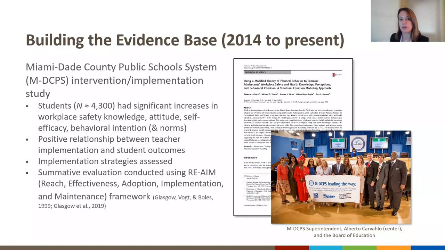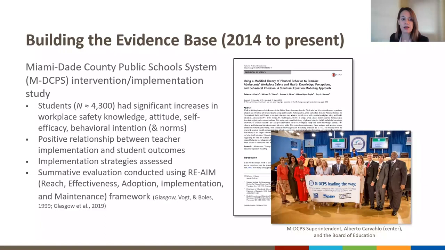We also assessed various implementation strategies, including whether a direct training by the NIOSH research team or a train-the-trainer model was more effective. Our findings suggest that they were equally effective, which has important implications for the long-term sustainability of the program. Finally, we're picking back up after a hiatus due to the COVID-19 pandemic, completion of a summative evaluation report guided by a commonly used implementation science framework, the RE-AIM, or the Reach, Effectiveness, Adoption, Implementation, and Maintenance Framework. Next slide, please.